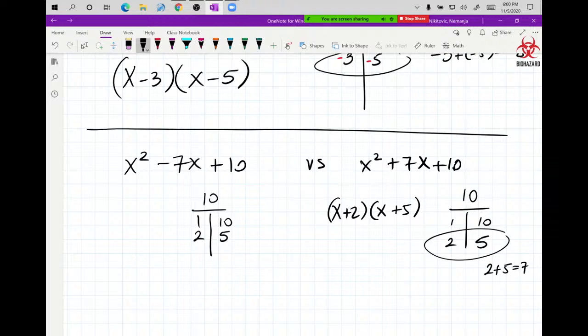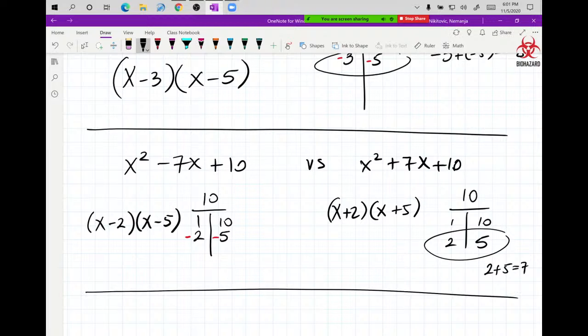On the left, they do not add into negative 7 until I change all of the signs into negatives, because again, negative 2 times negative 5 is positive 10. So you see that this is actually the same problem, and the answers are just flipped. One is x minus 2, x minus 5. The other one is x plus 2, x plus 5. So we have to be a little bit careful about those.